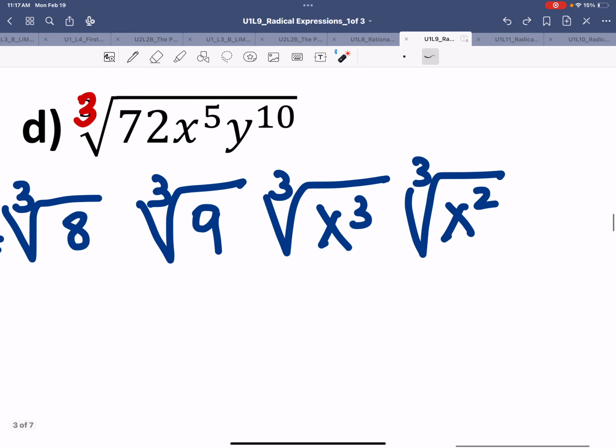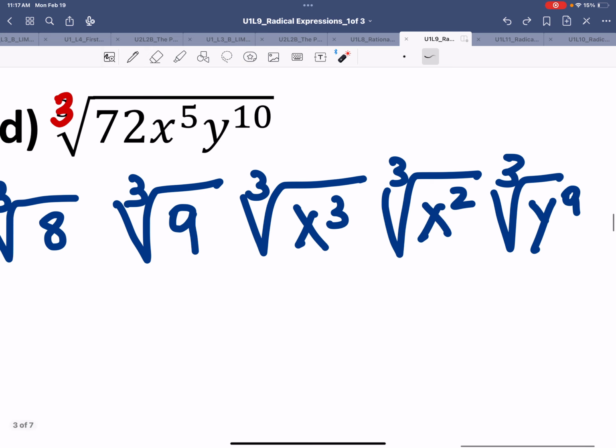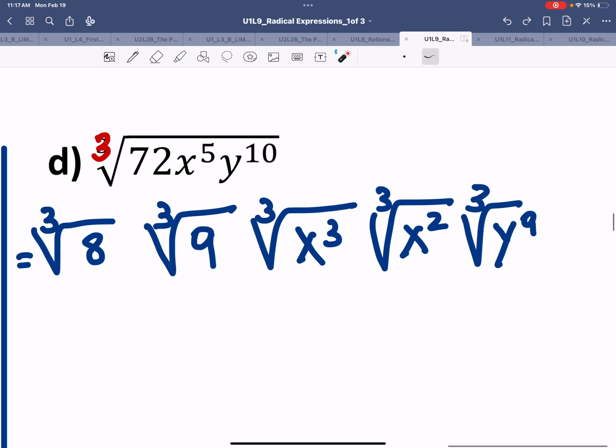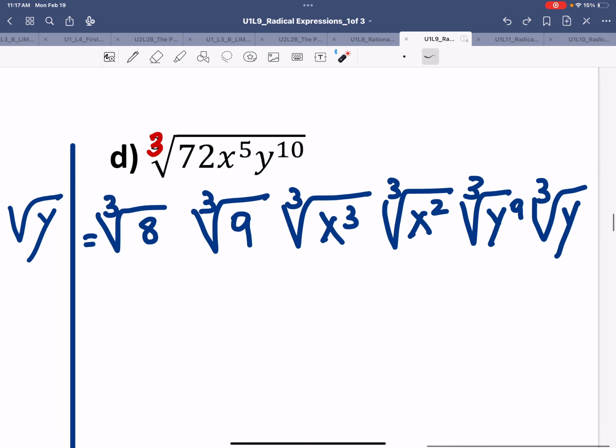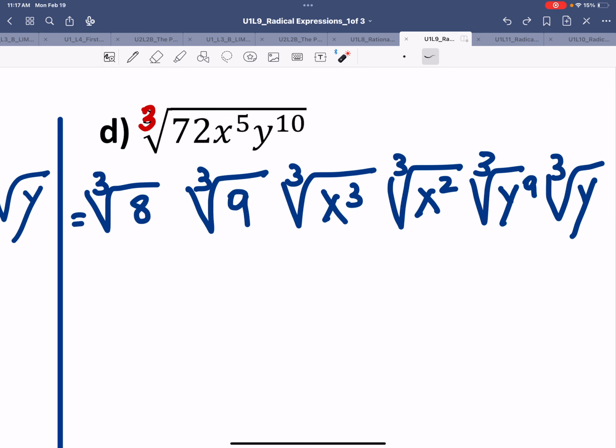And then for y to the power of 10, we're going to have the third root of y to the power of 9. 9 is a multiple of 3, so it can simplify. And then we have an extra power for y, so the third root of y. So now let's clean up this expression. The third root of 8 is 2. The third root of x to the power of 3 is x. Then the third root of y to the power of 9 is y to the power 3.